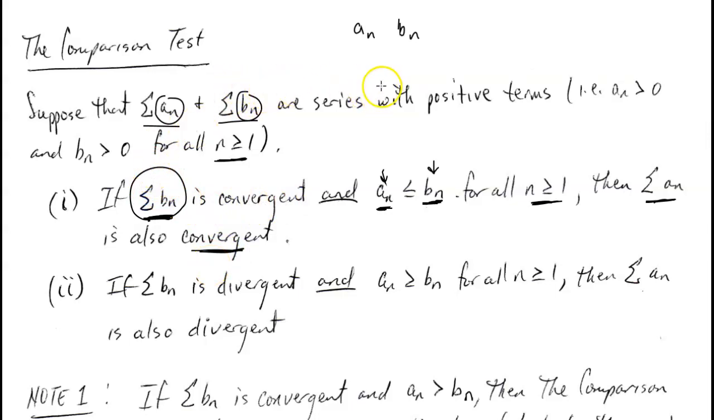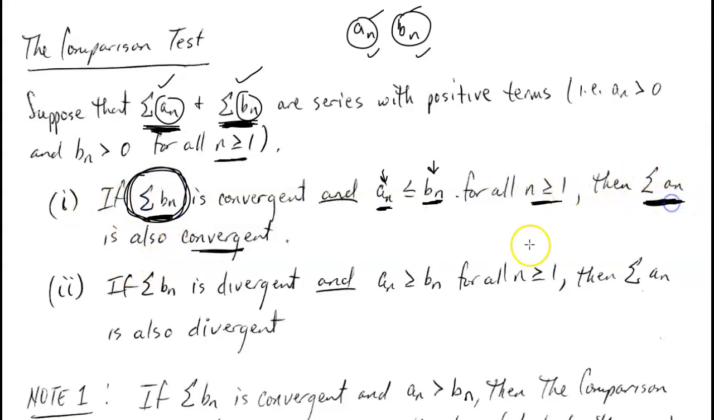If we have two sequences where b sub n is the bigger sequence and a sub n is the smaller sequence, and they both make up these corresponding series, which means the series with b sub n is going to be bigger than the series with a sub n, and of course a sub n and b sub n have all positive values, then if our bigger series is known to be convergent, we know that the smaller series will also follow suit and be convergent, okay?